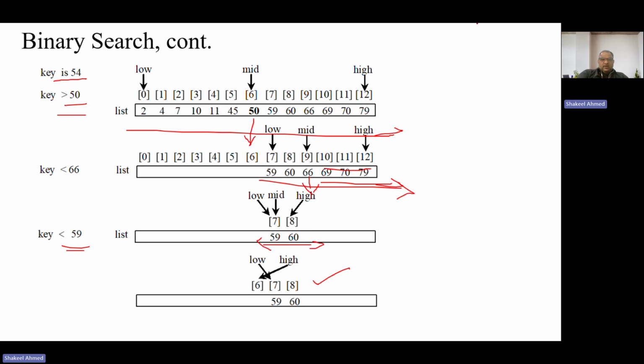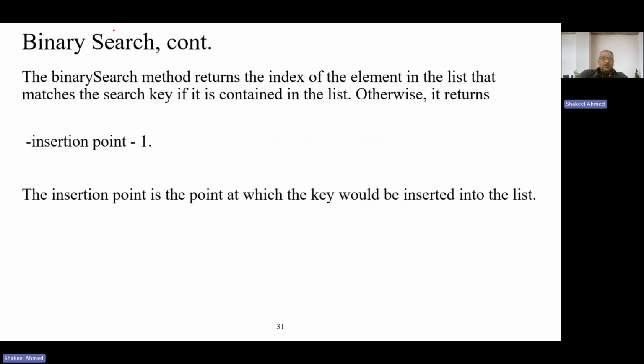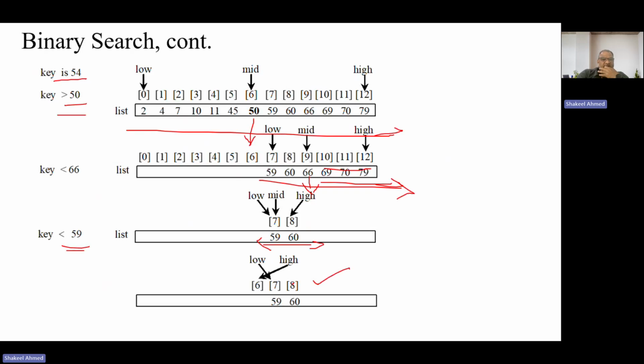So you will get -1 as an answer. The binary search method returns the index of the element in the list that matches the search key if it is contained in the list. Otherwise, it will return the insertion point -1. So if it is there, it will return the index. Otherwise, it will return the insertion point -1. So remember this point.